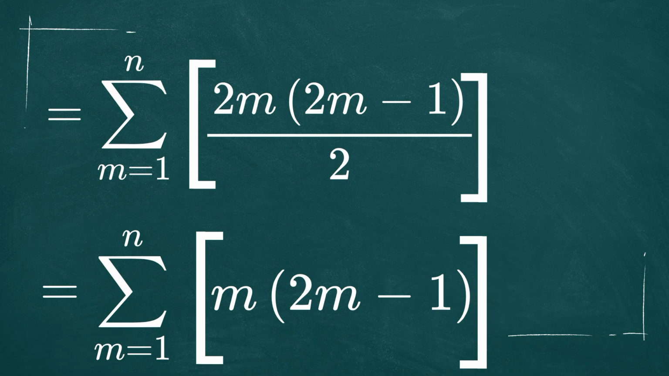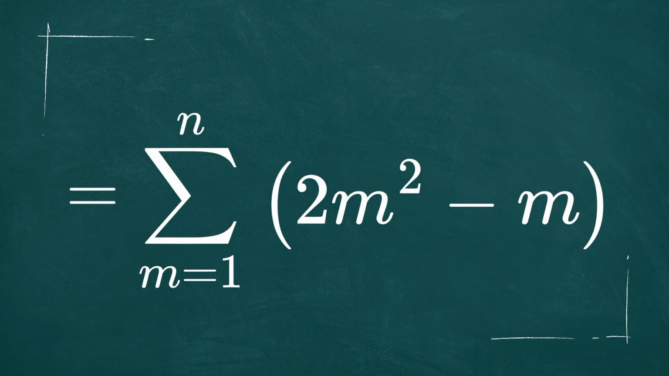Now, since the same (2m minus 2)! appears in numerator and denominator, we cancel them and we get 2m(2m minus 1) all over 2. For our next step, we cancel the 2 over 2, and we get m(2m minus 1). And for now, we rewrite the sum and expand the inside, so we get 2m squared minus m.